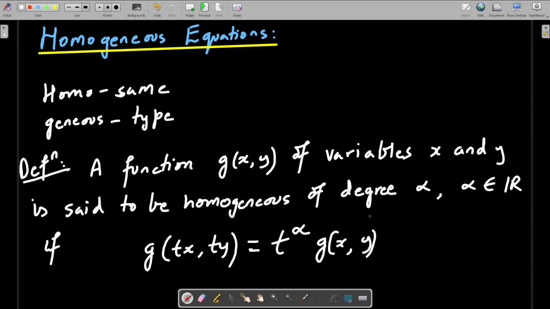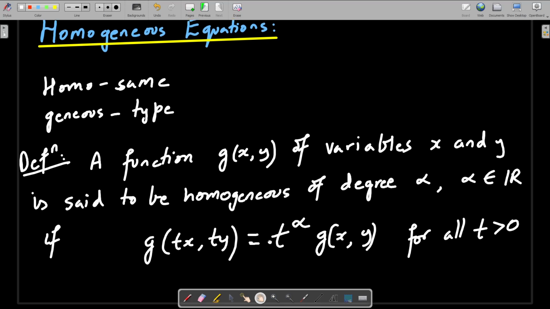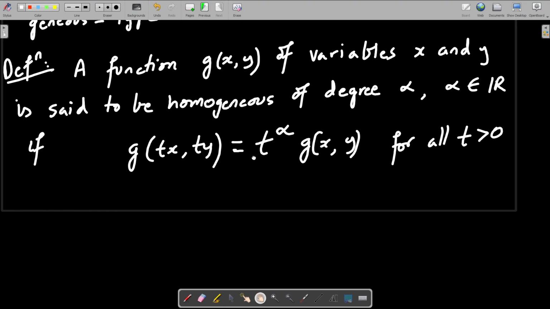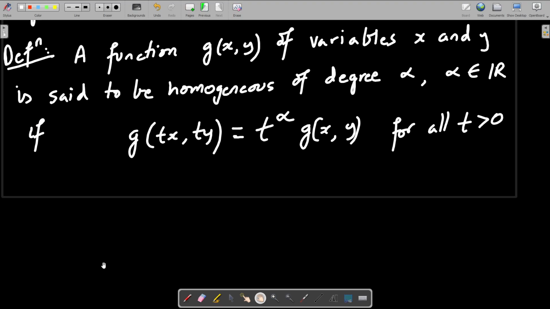This holds for all t, meaning any t greater than 0. If you take negative, obviously it may not work, because a negative sign creates a problem with degrees. When you take a negative to the power of something, it changes. So we are not interested in negative t, and we'll just focus on the positive. Let us see some examples and then you'll understand this better.